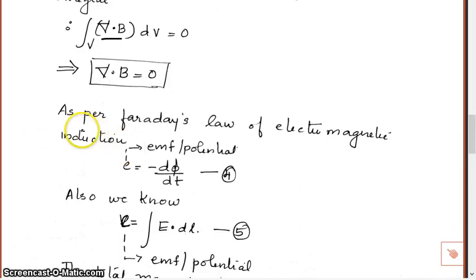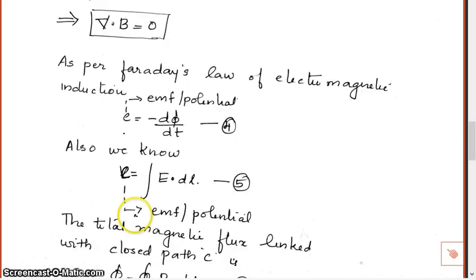Next, as per Faraday's law of electromagnetic induction, we have studied E is equal to minus d phi by dt, where E is the EMF, otherwise known as potential. We also know the relation connecting potential and electric field intensity that we studied earlier, that is E is equal to the integral of E dot dl. This is the relation connecting potential and electric field intensity.